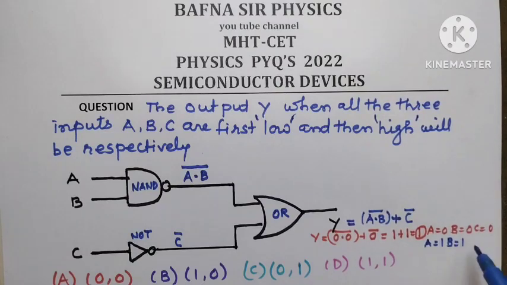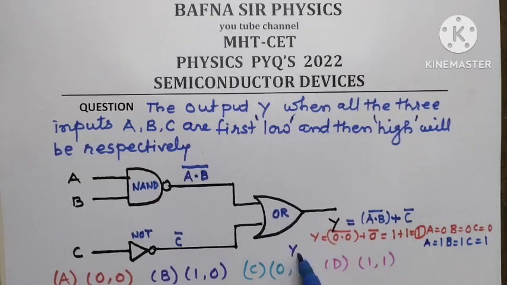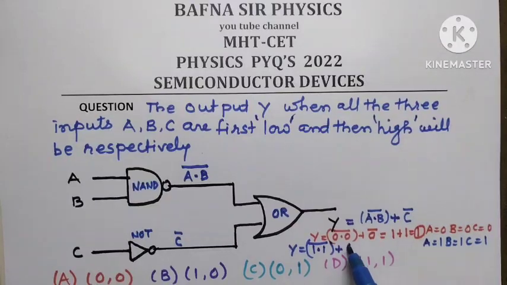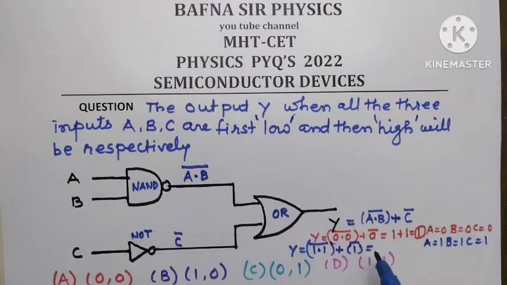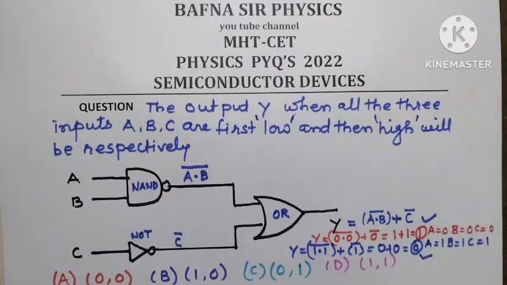Later on it was given in the example that all three inputs A is equal to 1, B is equal to 1 and C is also equal to 1. Then what is the corresponding output Y? As per this equation, (1 into 1) whole complement plus complement of 1. 1 into 1 is 1 and the complement of 1 is 0, plus complement of 1 is 0. So it is equal to 0, meaning the initial output is 1 and later on it becomes 0.